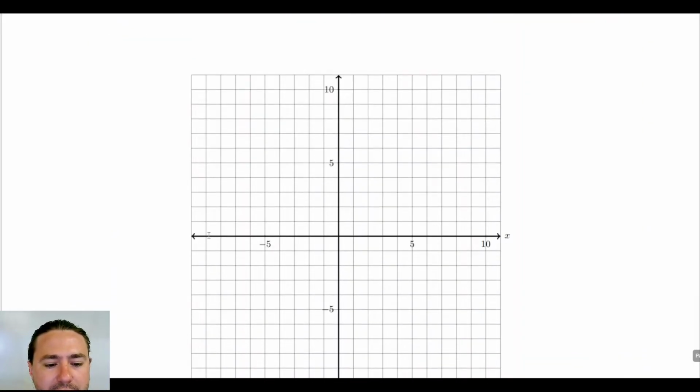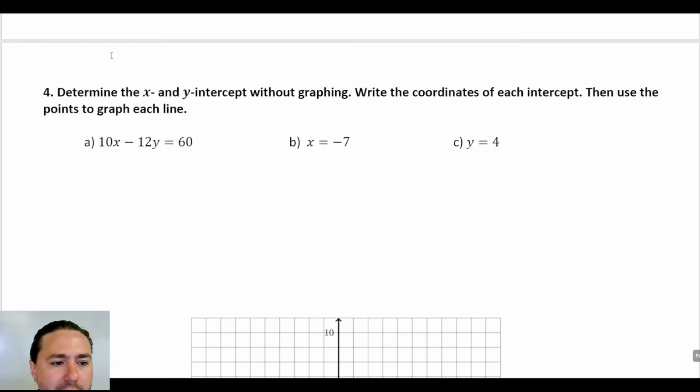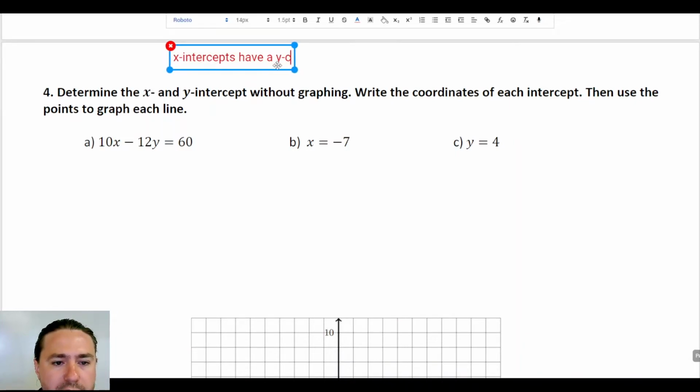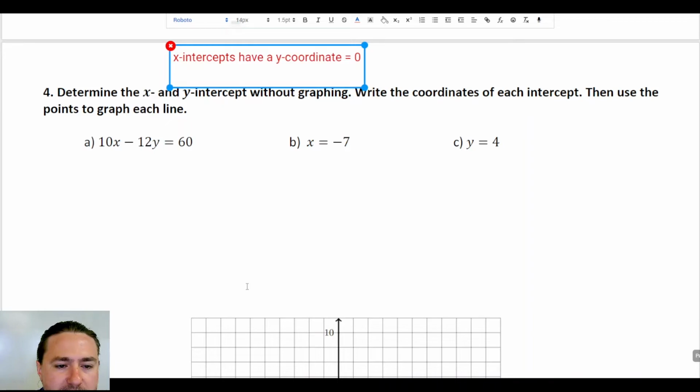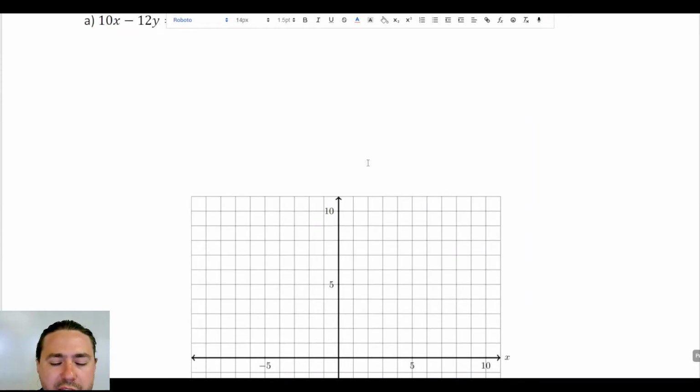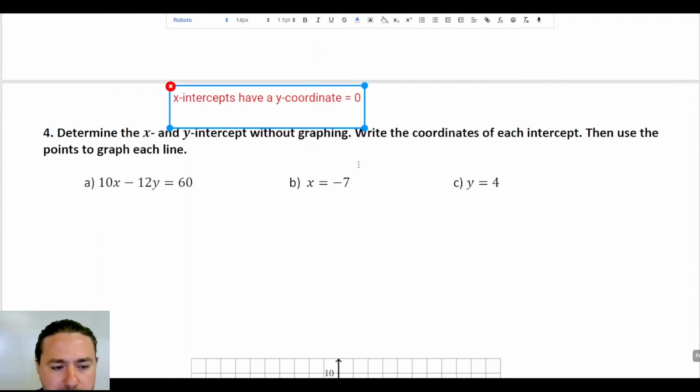Any points that lie along the x-axis will be the x-intercepts, and all the points along there have a y-coordinate of 0. So I'm going to make a little note here that x-intercepts have a y-coordinate that equals 0. Similarly, the points that lie along the y-axis, or the y-intercepts, will all have x values that are 0. So y-intercepts have an x-coordinate that equals 0.